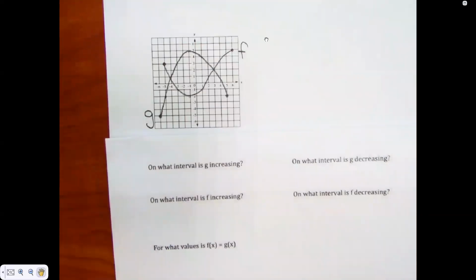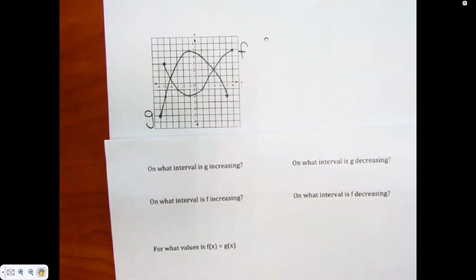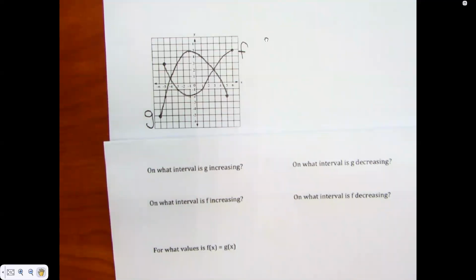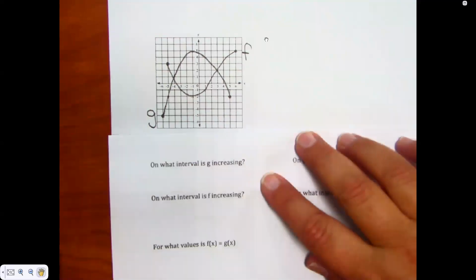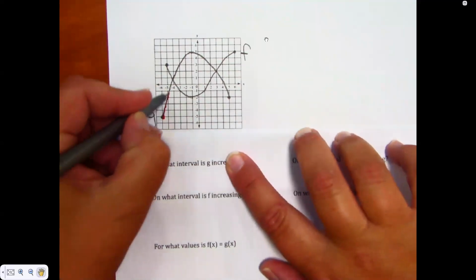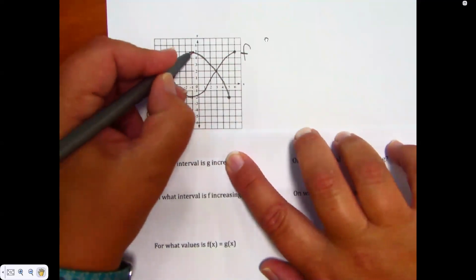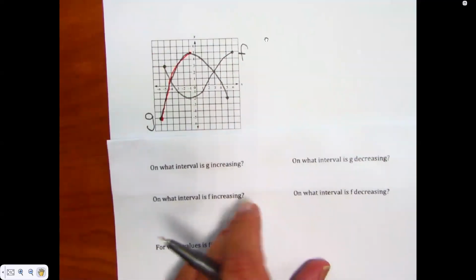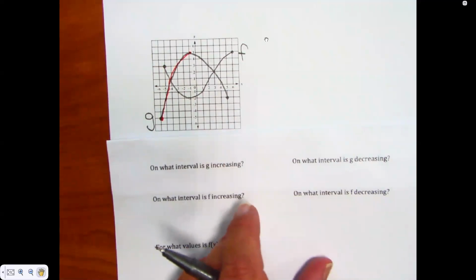Increasing and decreasing. Increasing is going up left to right. Decreasing is going down left to right. So your brain is looking where the graph is going up for increasing, but you state it with x values. You don't state it with y values. So G is increasing from here to here. Okay, do you see how it's going up the page? That's increasing. That makes sense, right?